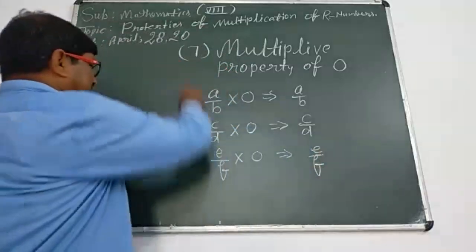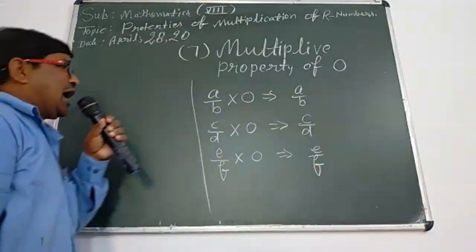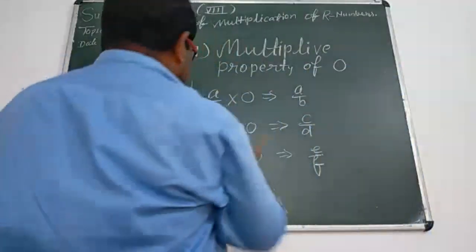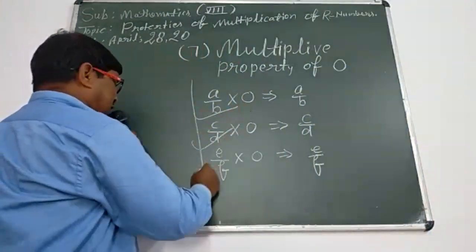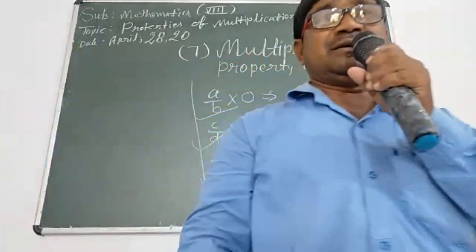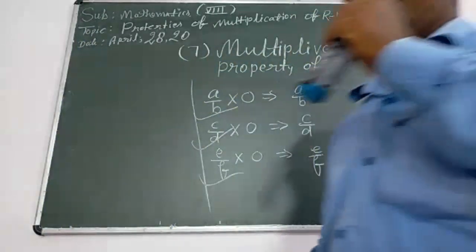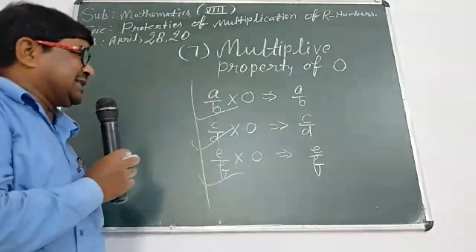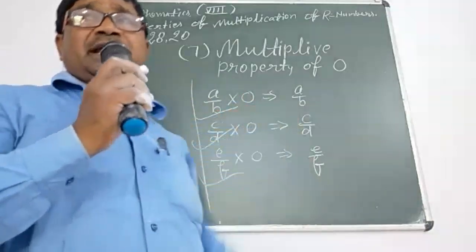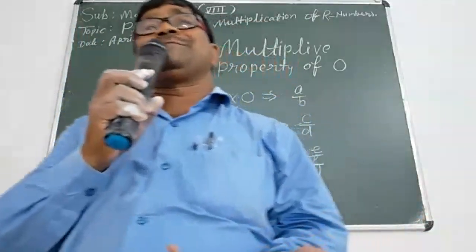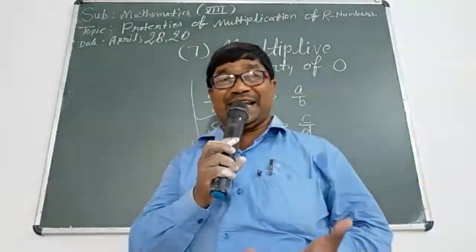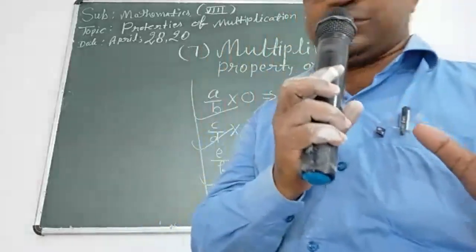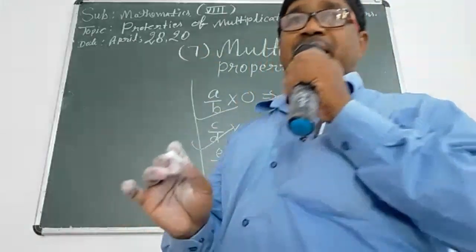What is its meaning? Its meaning is, after multiplying any rational with 0, we will get the product 0. Understood? Now we are going to the exercise.